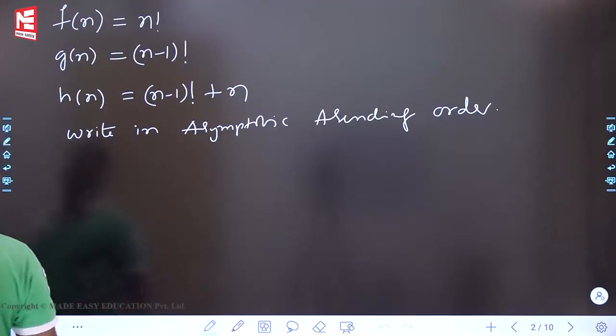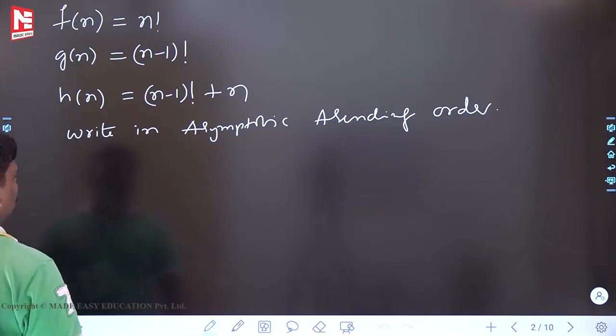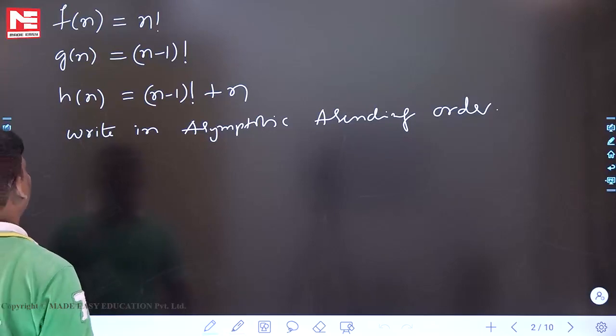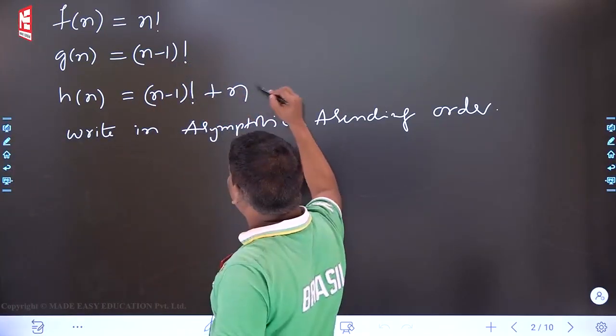I think three functions are given. They are asking, write in asymptotic ascending order. Let me check here. It is the n factorial. It is the n minus 1 factorial. It is the n minus 1 factorial plus n.